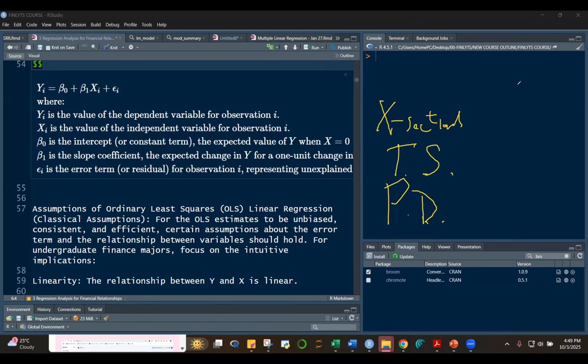So let's differentiate, class. How do you differentiate between these? You take a look at the number of units and the number of periods. For cross-sectional data, the number of units is many, and the number of periods is one.